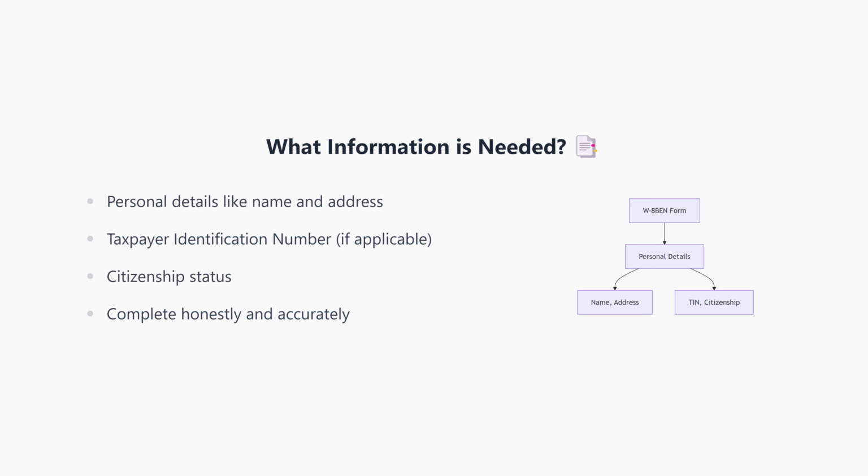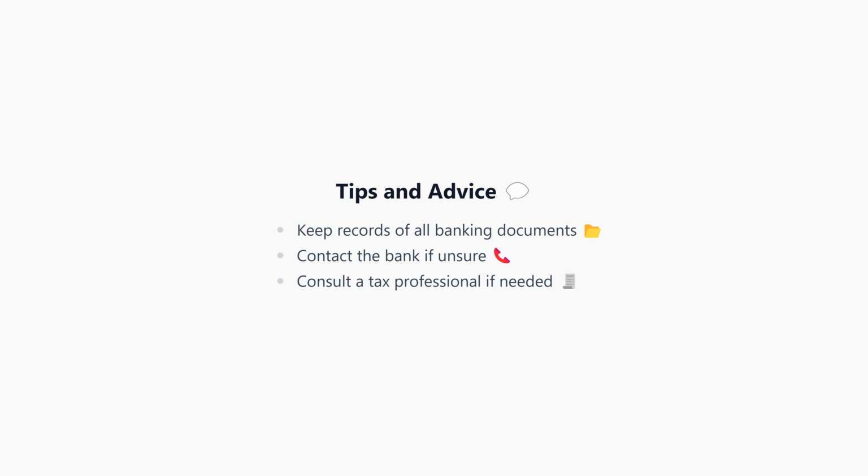What information is required to fill out this form? Generally, you will need to provide your personal details like your name and address, your taxpayer identification number, if applicable, and your citizenship status. It is important to accurately and honestly complete all sections of the form, as inaccurate information will lead to complications. Now let's summarize with some additional tips and advice.